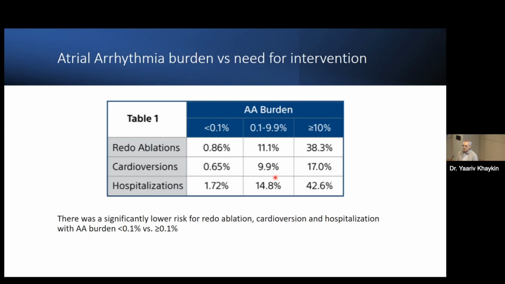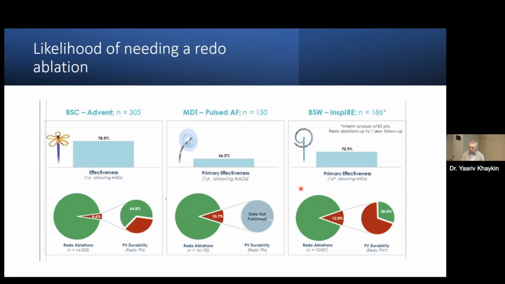And it's very important because if the burden of atrial fibrillation is low, the likelihood that you need to have further cardioversions, hospital presentations, redo ablations is much, much less. And that percentage goes up very quickly as the burden of atrial fibrillation following ablation increases. This is also illustrated here.